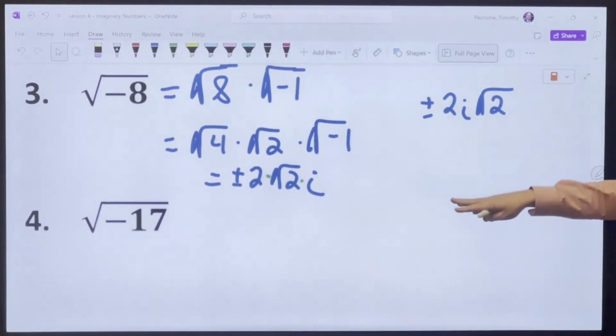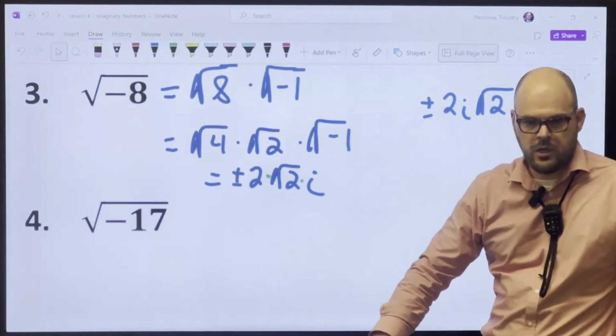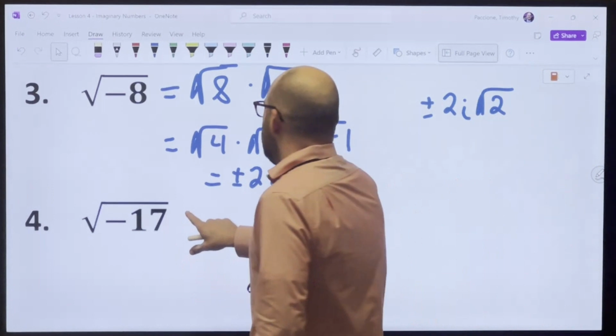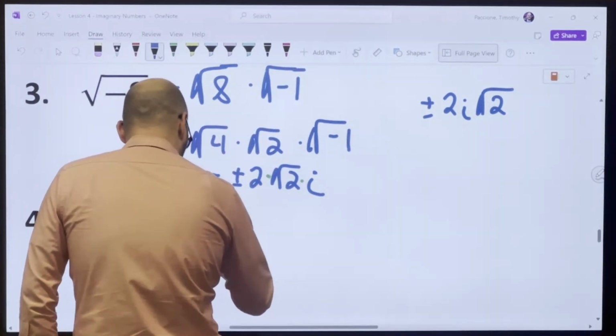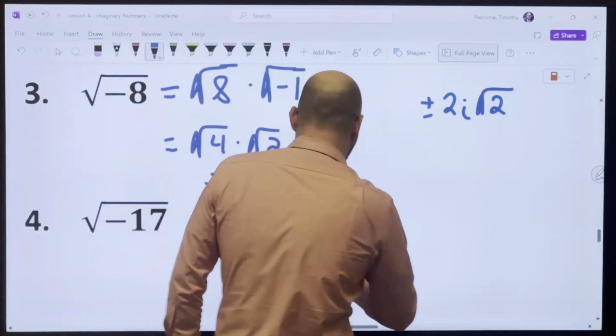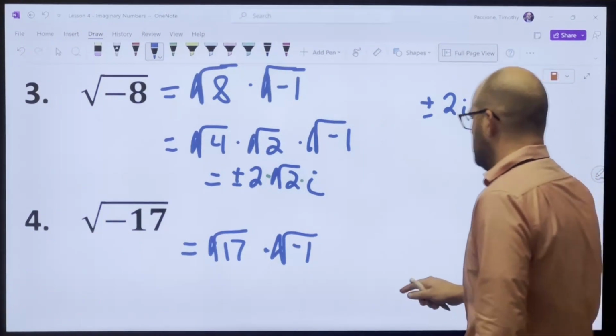All right, now, square root of negative 17. Is that a perfect square? Are there any perfect squares inside of it? No. Can't break down 17, right? But I can say square root of 17 times the square root of negative 1. Square root of negative 1 becomes i.